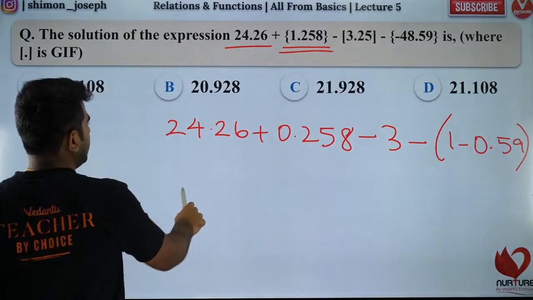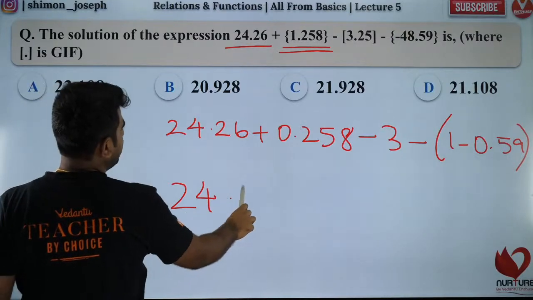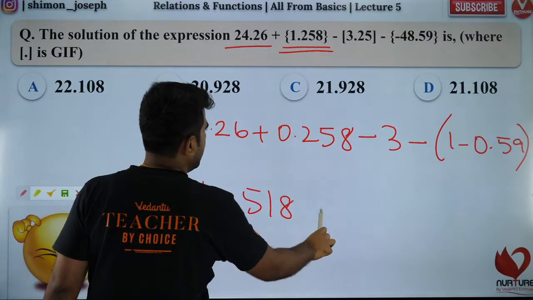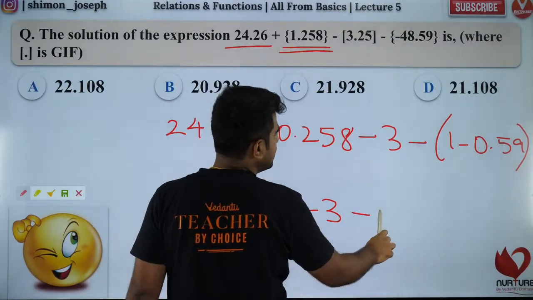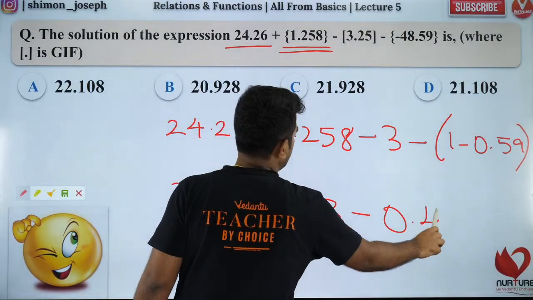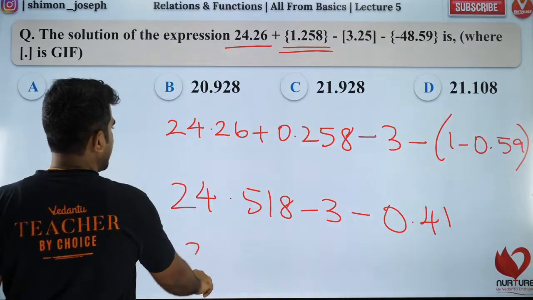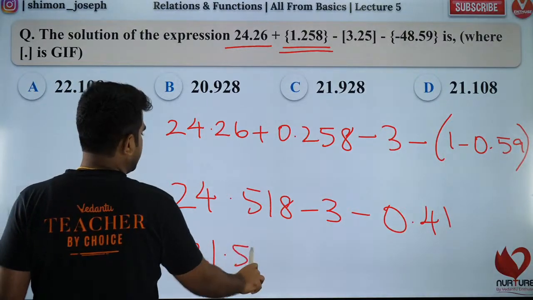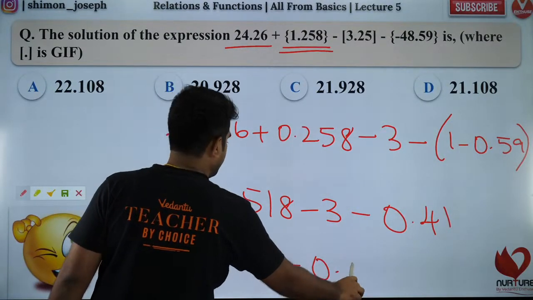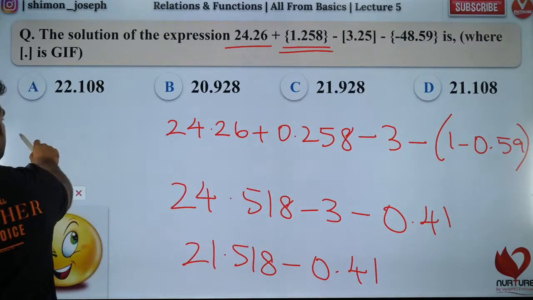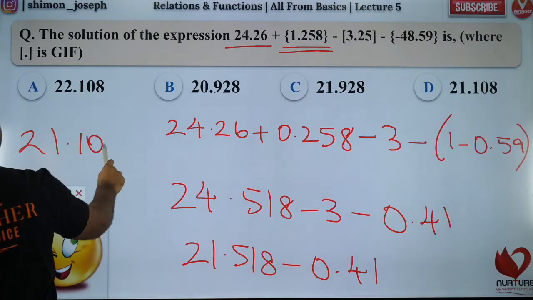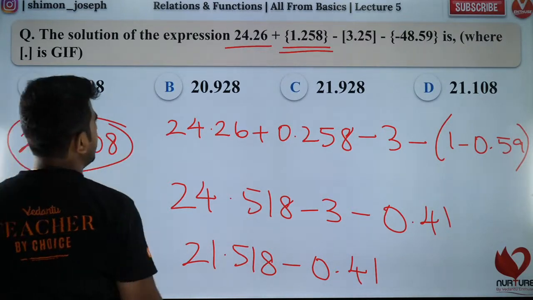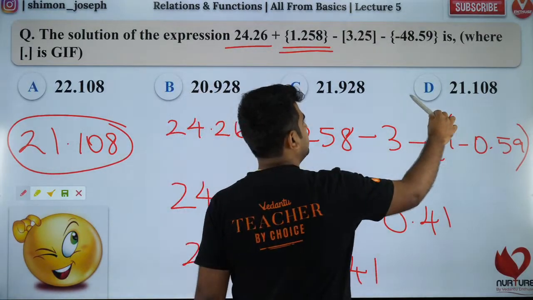So it will be what? It will be 24.518 minus 3. Then you'll have minus of 0.41. So you'll have 21.518 minus 0.41. So you'll have 21.108. So Mansi is very confident and Mansi was right.